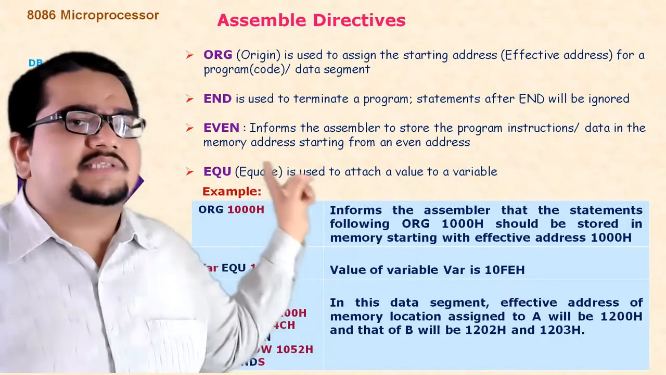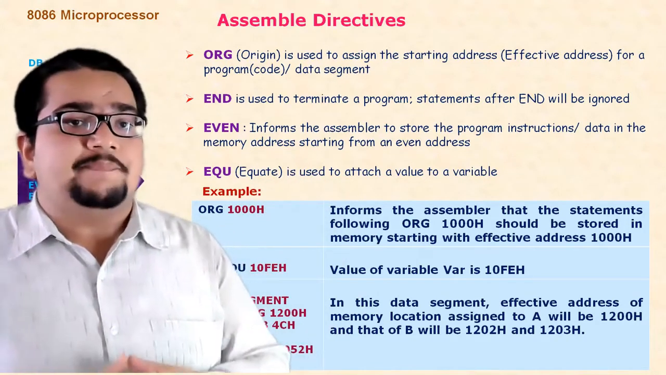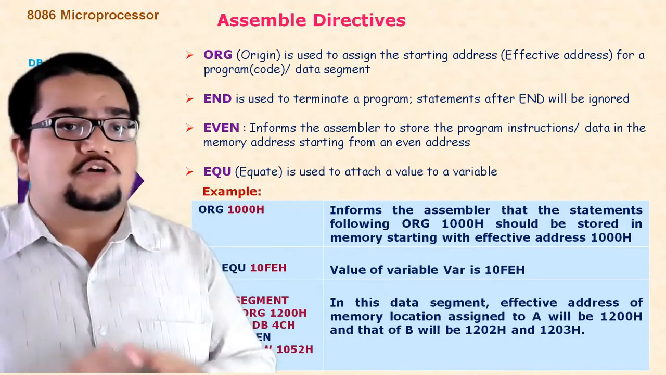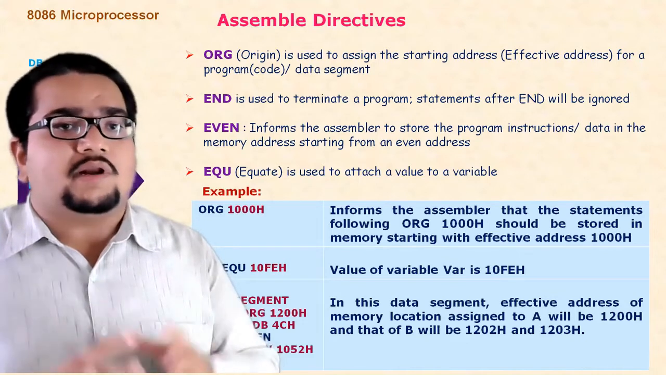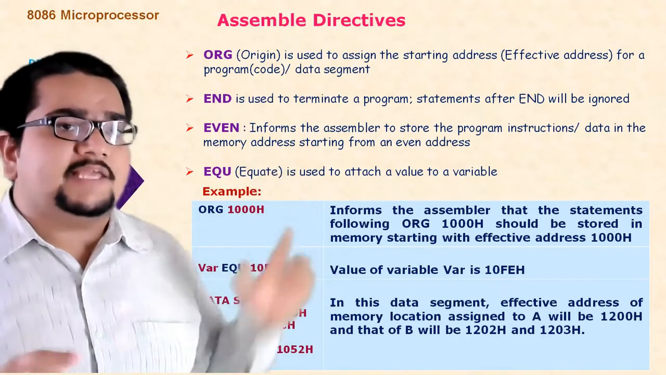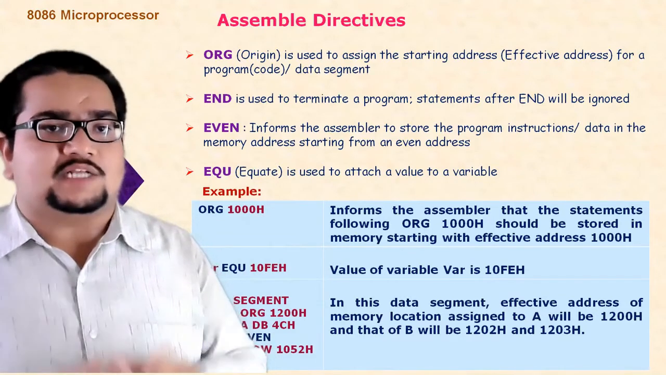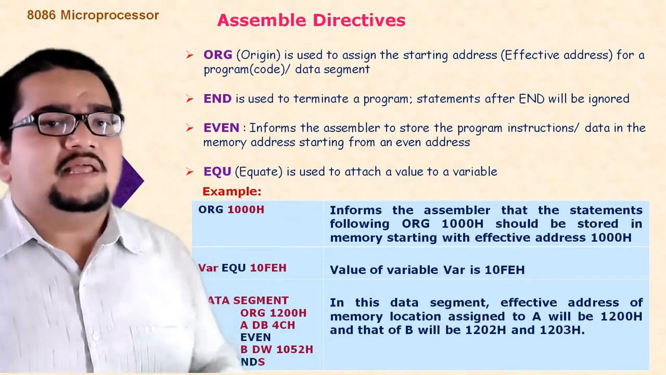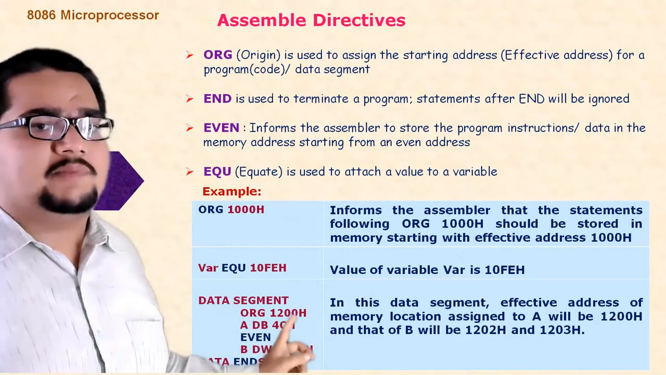Okay. Next is EVEN. We have earlier discussed the physical memory organization. There you can see that odd addresses are considered the higher byte of the data, and the bank of the memory is considered to have the lower byte of our operands. So this EVEN is used for making sure that new data gets stored with the lower byte in the even address first. So we write EVEN, as you can see in this particular example, here ORG 1200h is written.